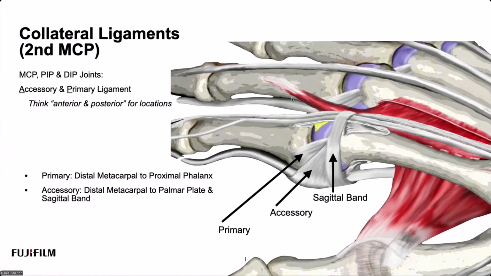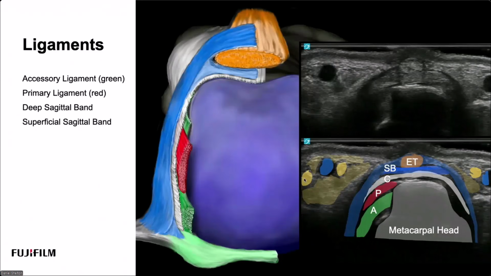So if you're in an anatomical position, this is the posterior side of the hand, and the palmar side is the anterior side of the hand. So the primary ligament stays very posterior, and the accessory heads anterior. So that's one way to remember it. The accessory does eventually contribute to the fibers of the palmar plate, just as a reference for you, and the pulley.